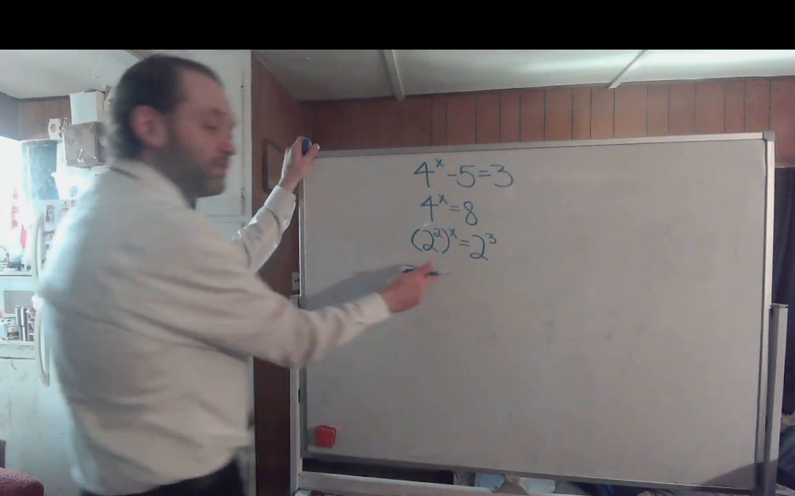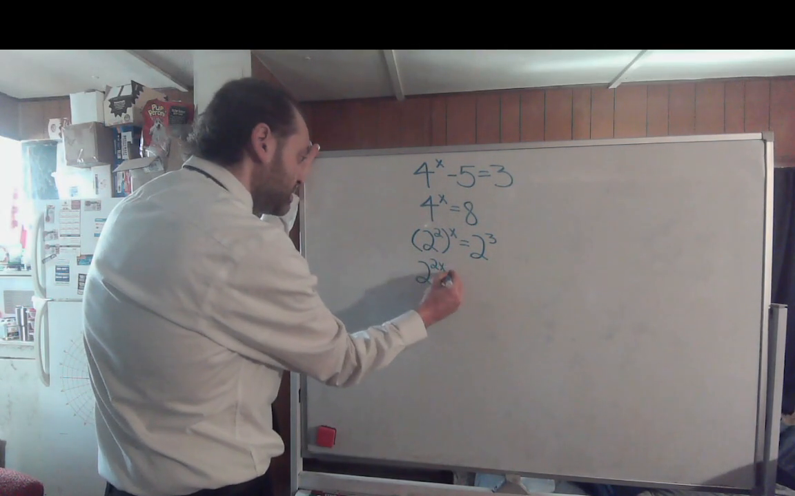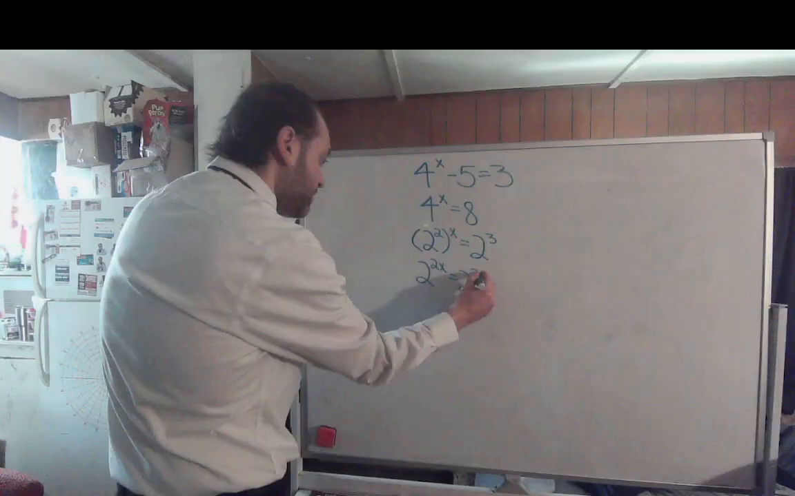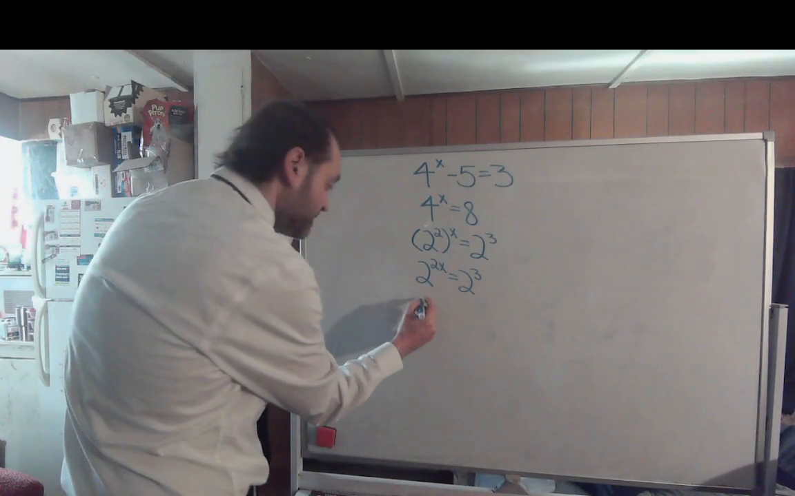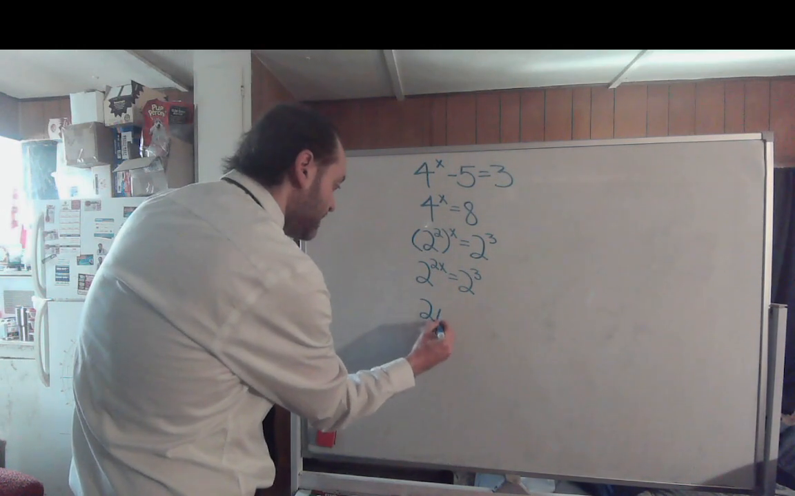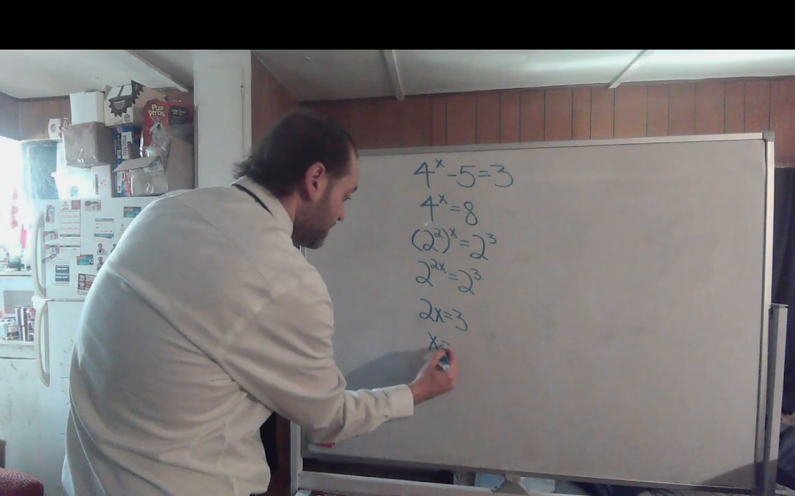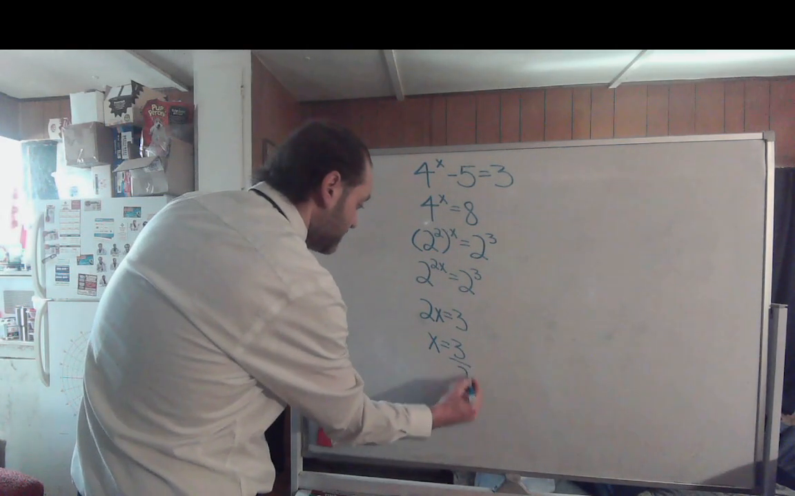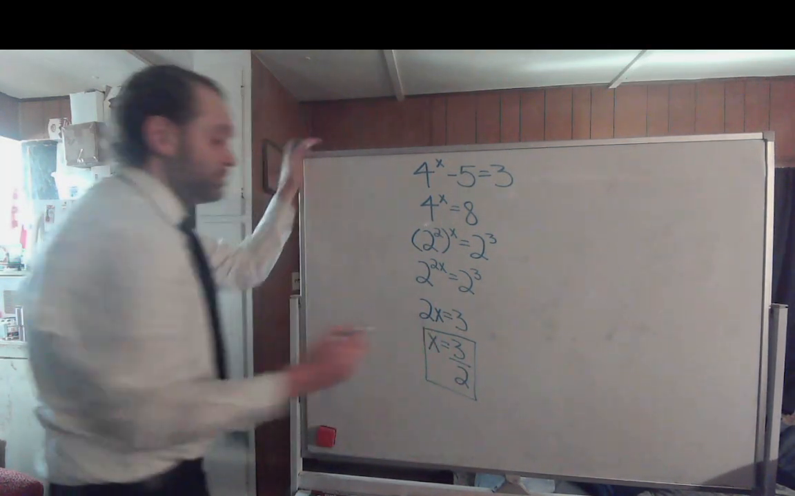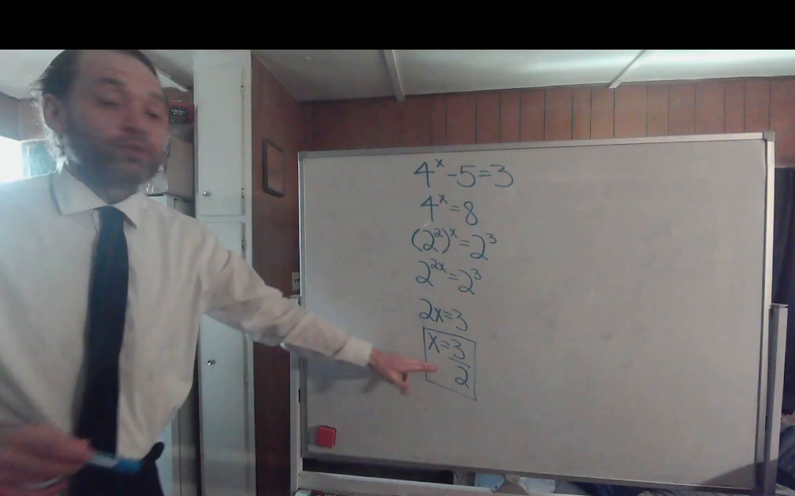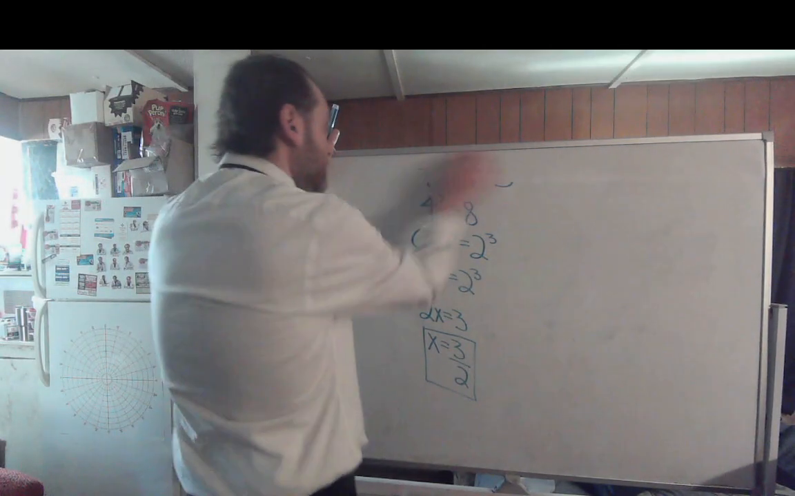So now simplify your left side. This would turn into 2 to the 2x would equal 2 to the third. Now you've got the same base, so all you've got to do is set the exponents equal to each other. So 2x would equal 3, which would end up giving you that x equals 3/2. So that's going to be your answer. Pretty cool how you can do all that.